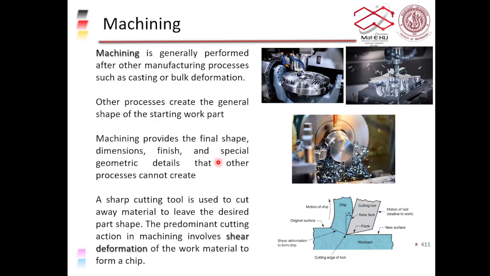For a machining process, a sharp cutting tool is used to cut away material to leave the desired part shape, right? So you start off with a general shape from another manufacturing process like casting, and then you use the cutting tool to cut away the excess material until you get to the shape that you want. And like I mentioned earlier, the cutting action involves shear deformation of the workpiece to form a chip.